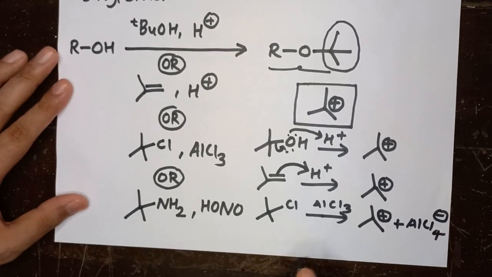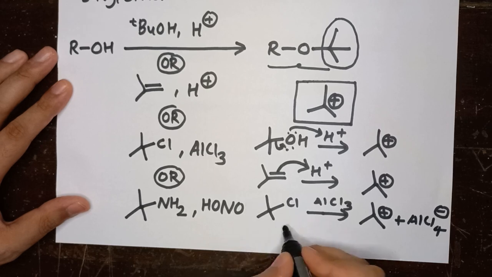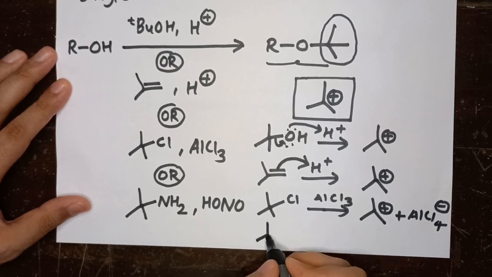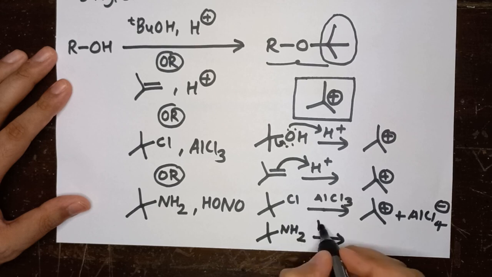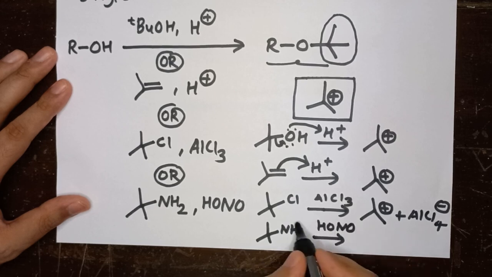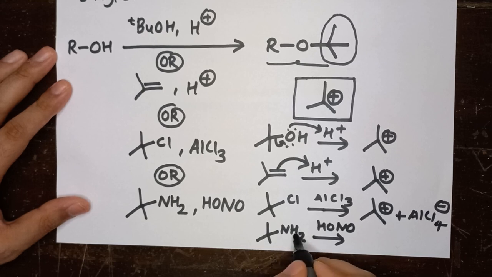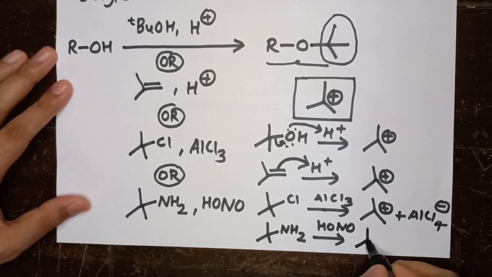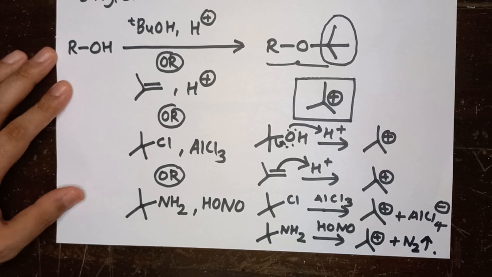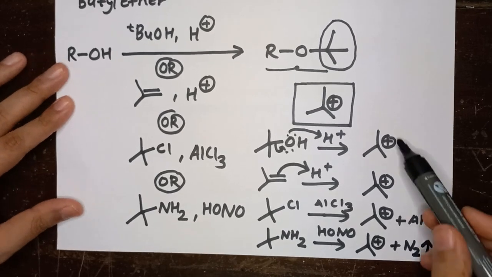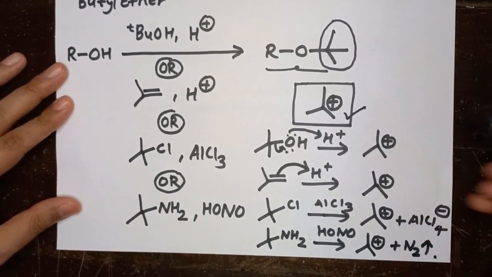Okay, and what about this nitrous acid? When you have a primary amine in presence of nitrous acid, first this NH2 will be converted into N2 plus, which will leave as a gas, and you will once again generate a carbocation. So the byproduct here is N2 gas. So in all of these reactions you are generating this tertiary carbocation.